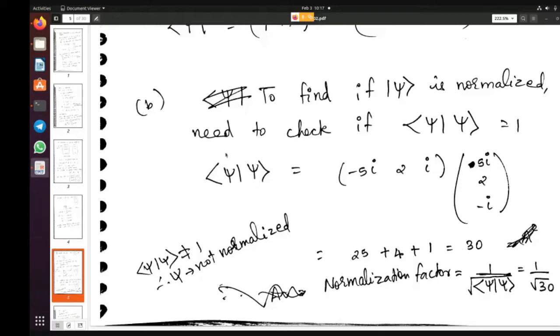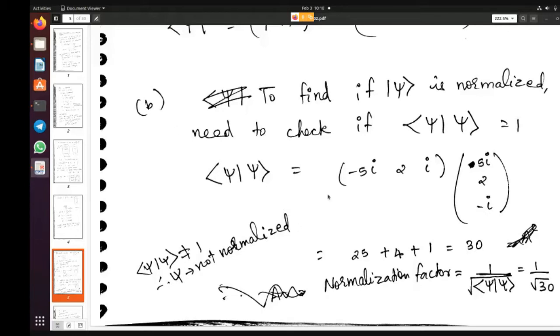So you can see that the scalar product of the vector with itself is giving you a number that is not equal to 1. It means that the vector psi is not normalized. Only if it gives you 1 do we say that it is normalized. Since it does not give you 1, it is not normalized.